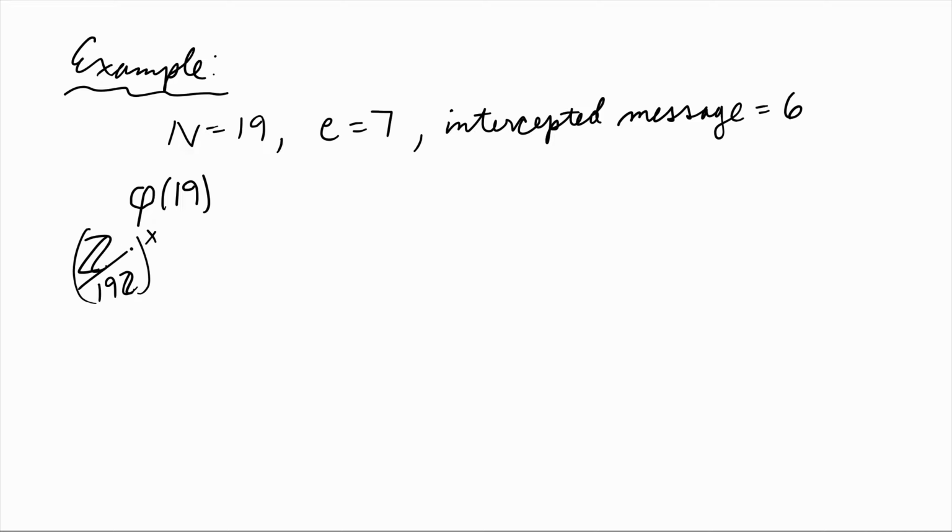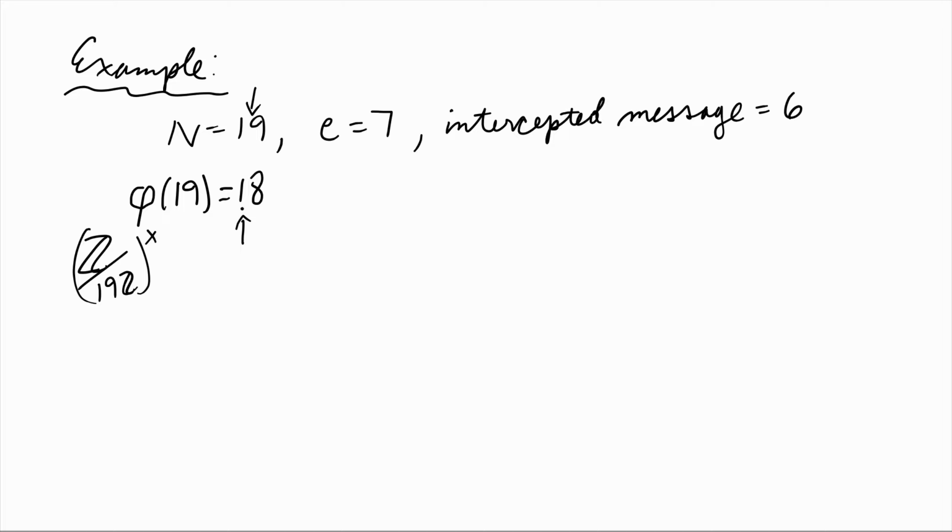This is simply the number of numbers from 1 to 19 that don't share any common factors with 19. Well, we only have to exclude 19 itself, because it's prime. Everything below it doesn't share a common factor. So therefore we know that this number is simply 18. So the exponents will live mod 18, and the messages will live mod 19.